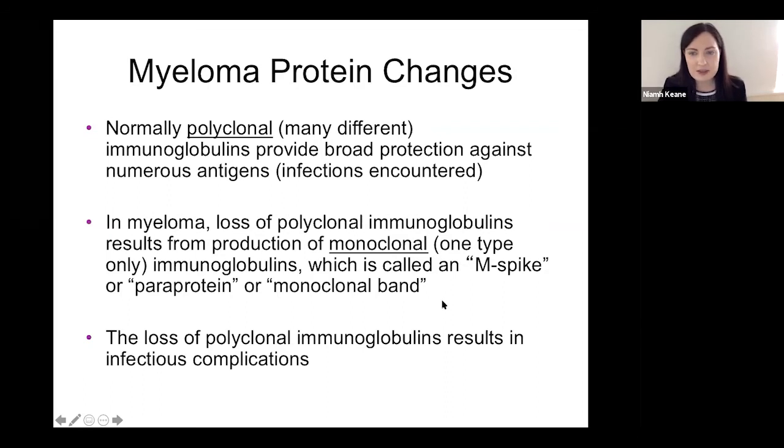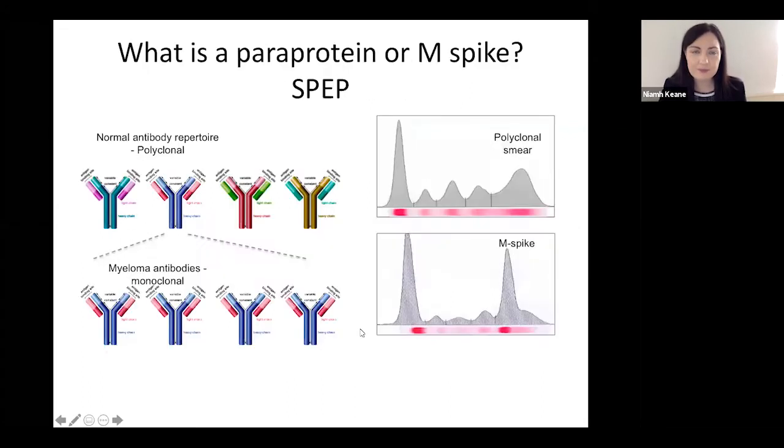And we have many different names, which can be a little bit confusing for this antibody. Sometimes it's called an M-spike or a paraprotein or a monoclonal band, but they all mean the same thing. They mean that one particular antibody or immunoglobulin that your multiple myeloma is making. And the loss of the normal antibodies that would normally be present is the reason why multiple myeloma patients are at risk for infections.